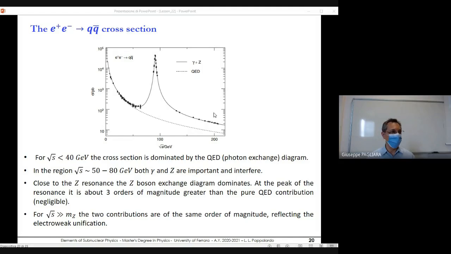The Ws were discovered by Rubbia together with the Z, at CERN in 1983, but then they were also characterized and studied in precision at LEP.